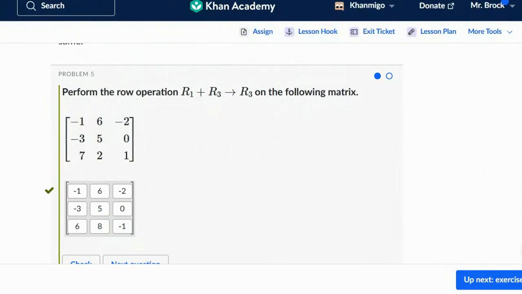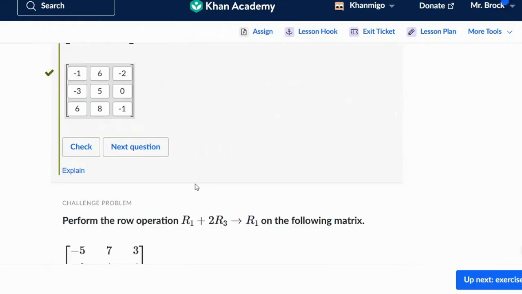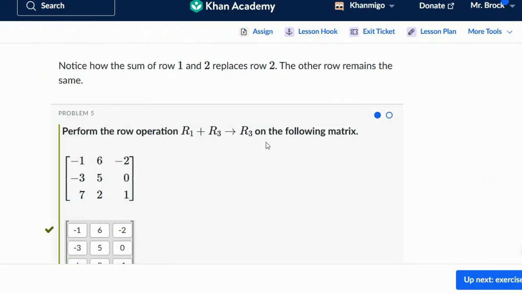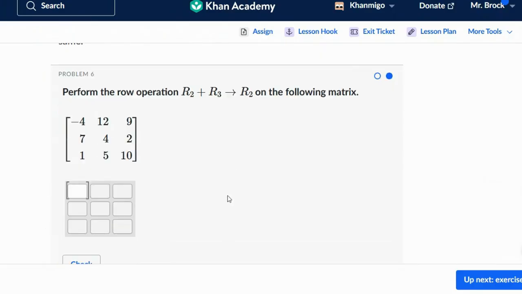The only thing that matters is the third row is being replaced. It says replace the third row, which means nothing happens to the first and second row. But the third row changes by adding the first and third together to make the new third. All right. Good job. Oh, I said there's a second problem here. Well, let's look at this one.